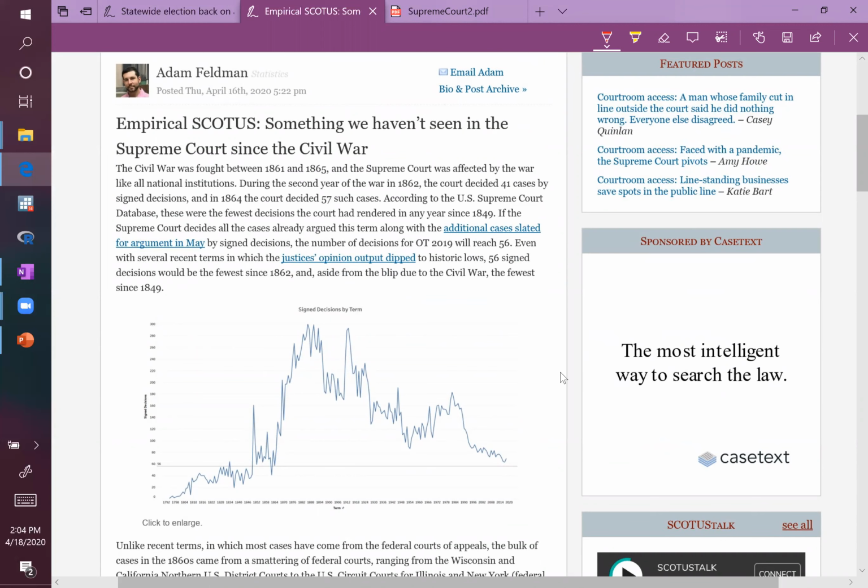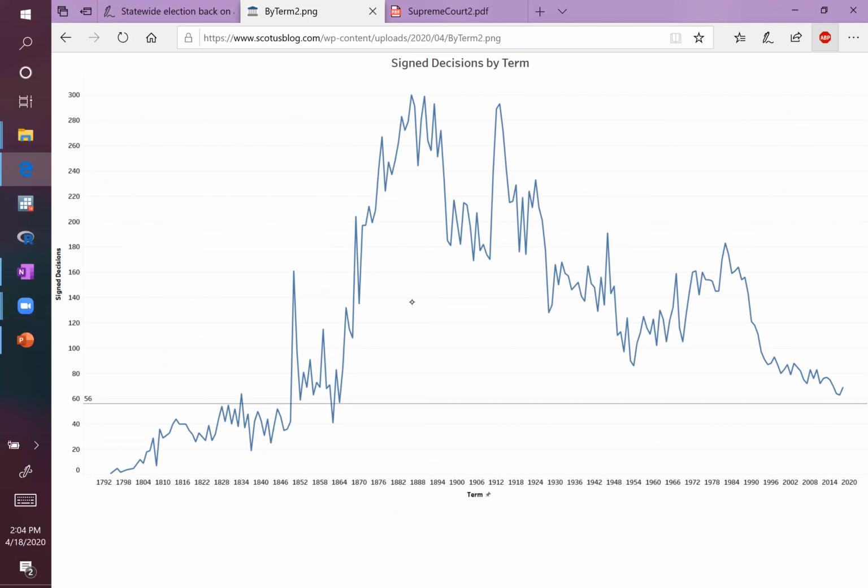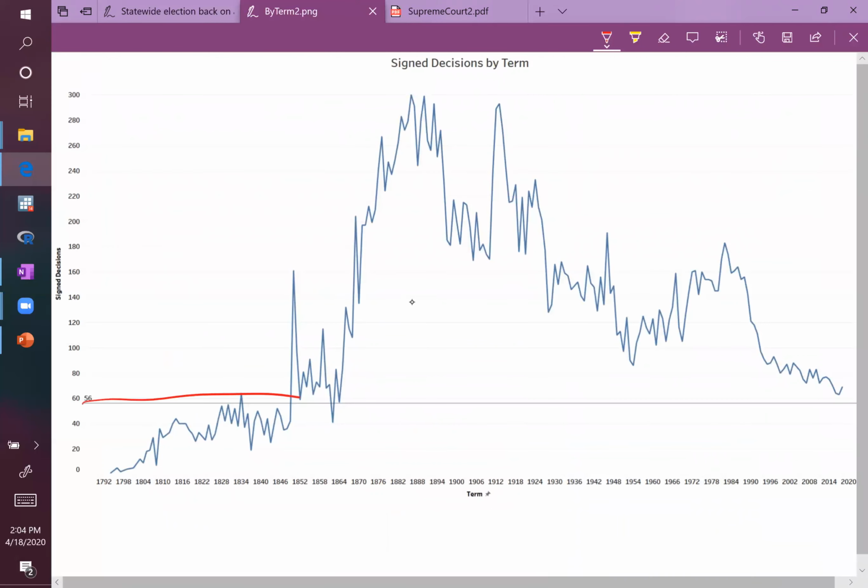The number that the court in its current term is going to reach, according to this article, is projected to be 56 rulings. And that's actually, trying to bring up this graph. You have to go back to the 1860s to get to another court that made such few rulings. And this is something that's certainly being affected by the coronavirus.